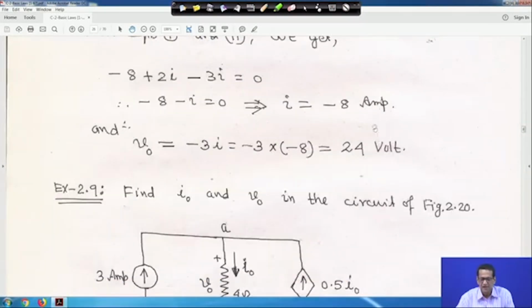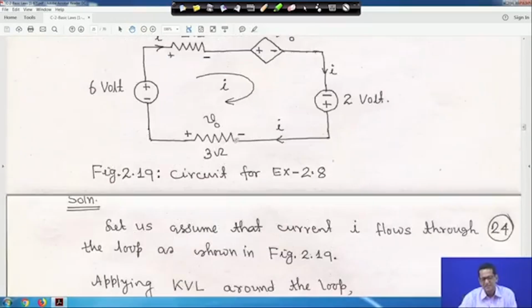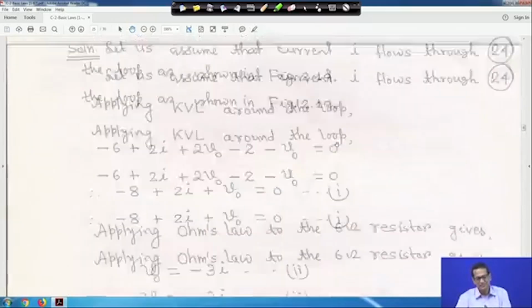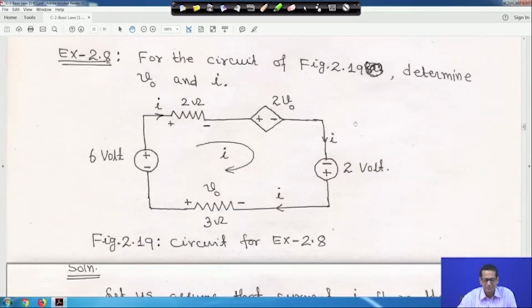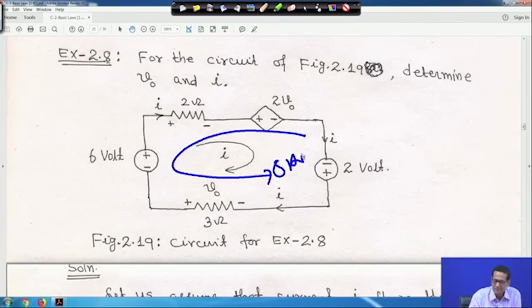So, here we got I equal to minus 8, and V0 is equal to minus 3 into I, because we said that current is entering the minus terminal. So, V0 is equal to minus 3 into I, which is minus 3 into minus 8, so V0 is equal to 24 volt. That is positive, which means, if you look once again, that current is actually flowing in this direction. Just now I showed, because it is minus, the current is flowing in the anticlockwise direction.